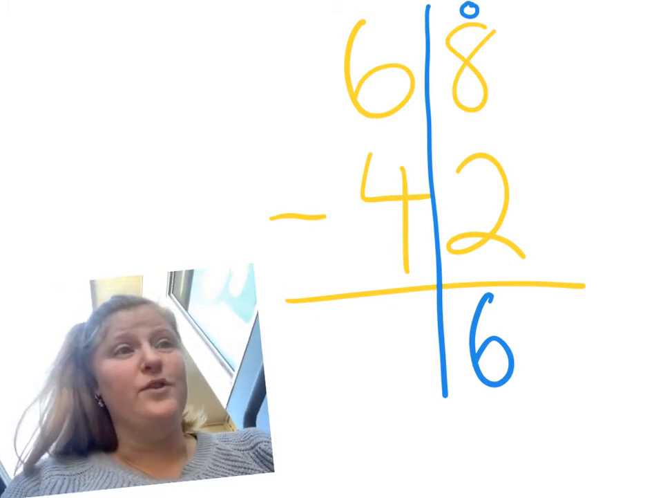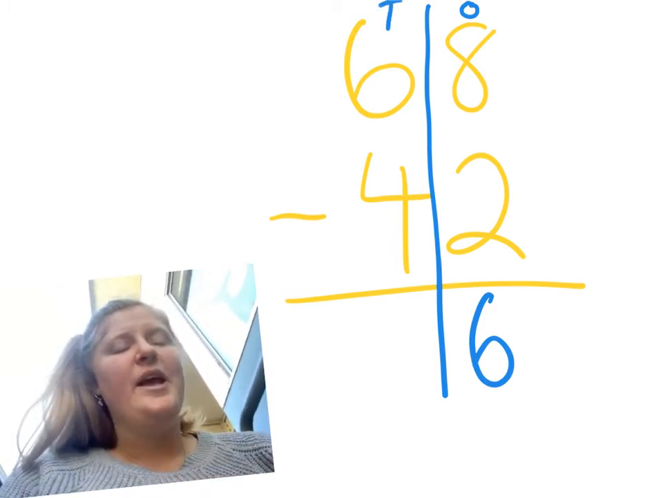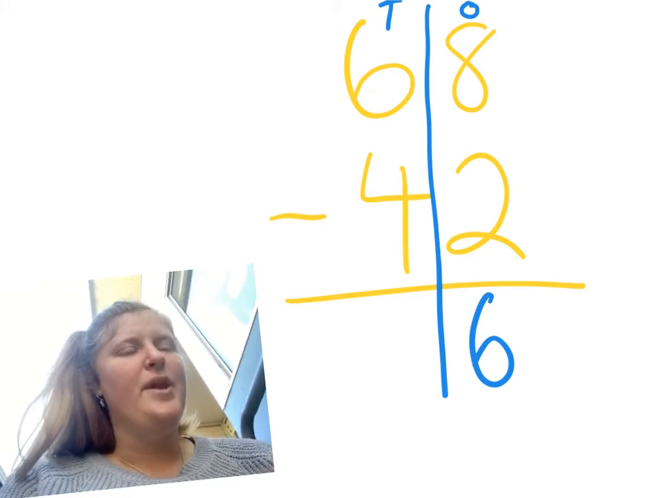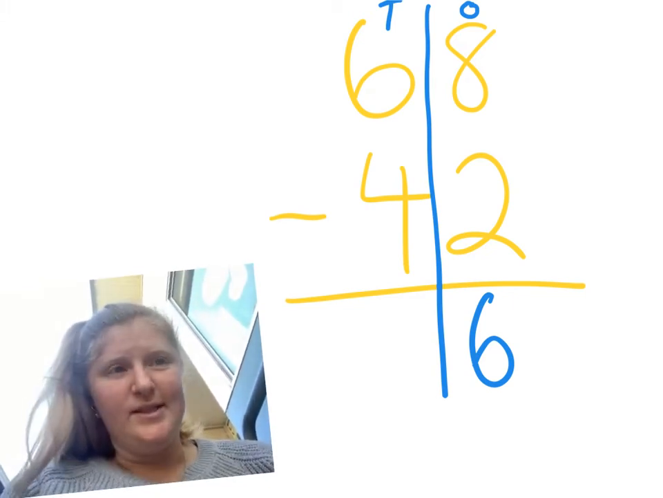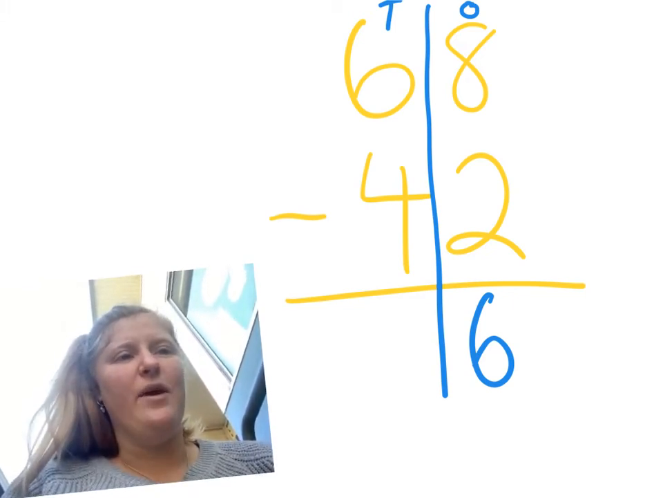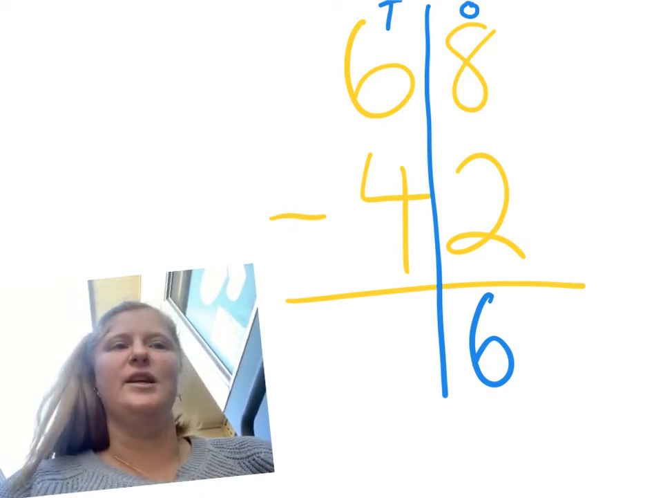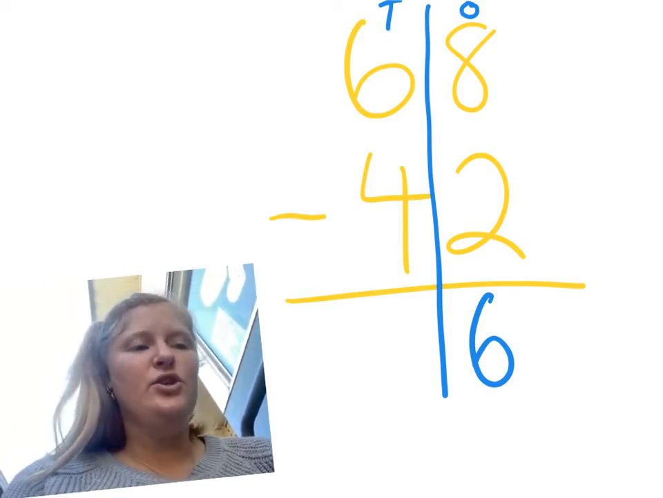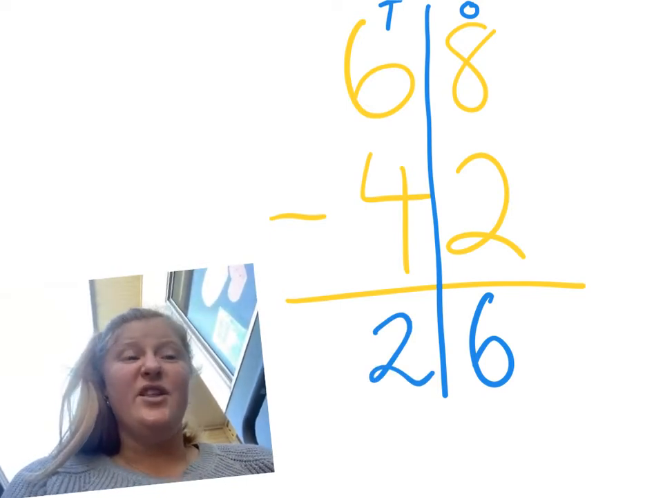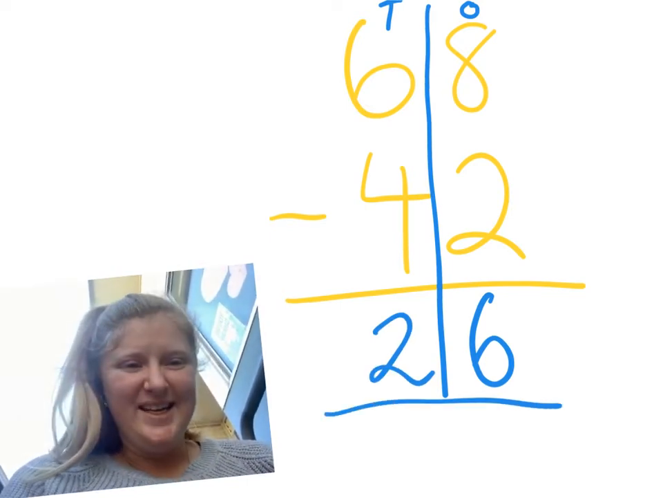Now I'm going to move to my tens place. Now I'm going to do the rhyme again. More on top, no need to stop. So here I've got 6 take away 4. 6 is bigger than 4, therefore I can keep doing subtraction. 6 take away 4 is 2. So therefore my answer is 26.